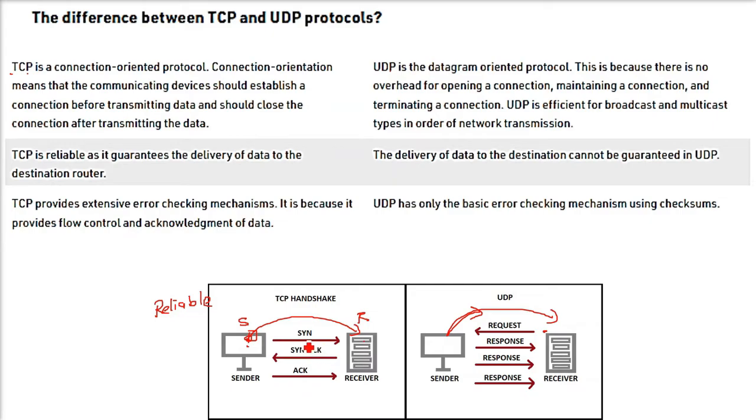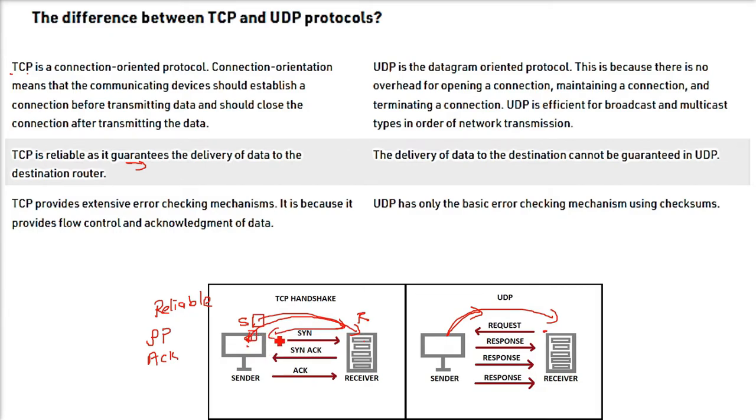In TCP, it provides an extensive kind of error checking mechanism. Because there is flow control, every time you get the acknowledgement of data. TCP is full duplex, so every time the receiver or sender sends anything, they will get the acknowledgement, and that ensures the reliability, that ensures the error control.